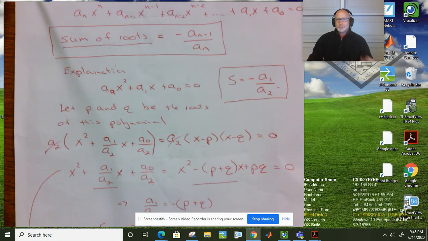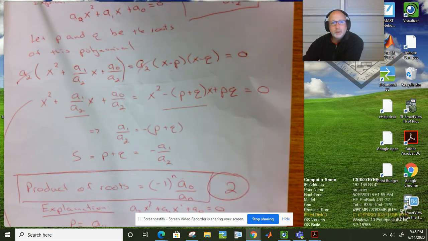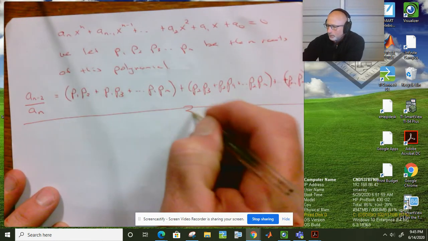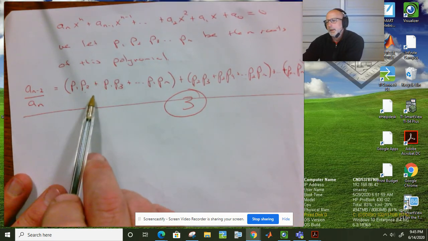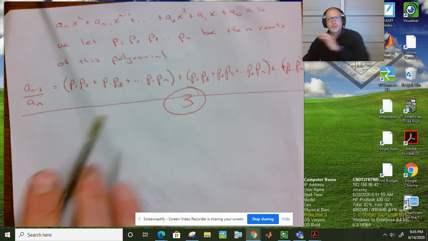Okay, so that's Vieta's formulas. Hopefully you guys are able to get the gist of it. But there are 3 formulas you really need to know. Here's one: the sum of the roots. Here's 2 right here: the product of the roots. And the third one is this really kind of bizarre one right here, which is a combination of the product and the summation of the roots, P1, P2, and so on. So those are the 3 formulas you'll need to know.